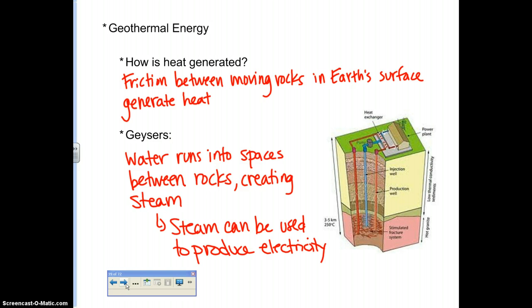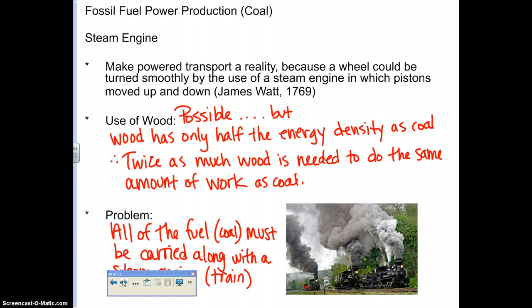Geothermal energy. How is heat generated? Friction. This is the big thing here. Friction between moving rocks and Earth's surface generates the heat. Geysers then occur, which happen due to water running into spaces between the rocks that creates steam, because the rocks are sliding past each other, creating friction, thus an increase in temperature, a form of non-mechanical energy. That steam is then harnessed and used to produce electricity. It's very expensive to start up, but it definitely saves you some money in the long run.